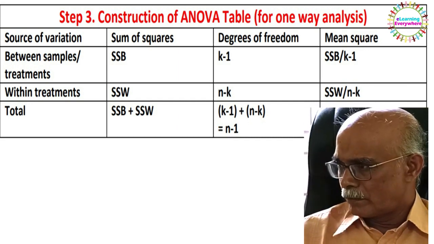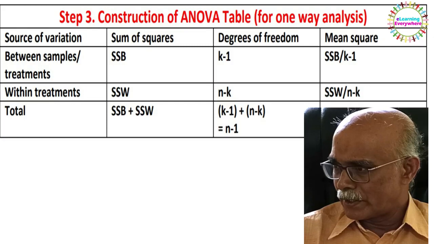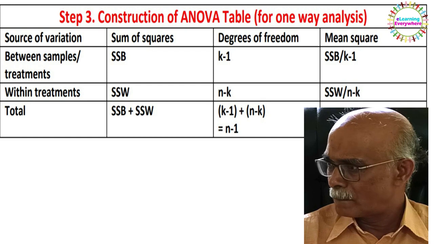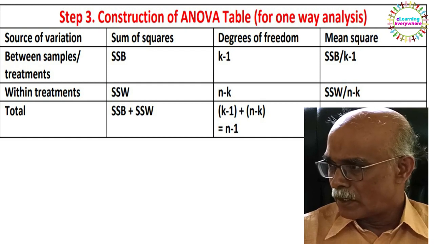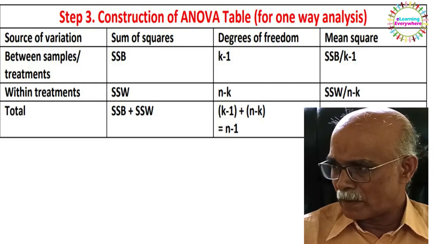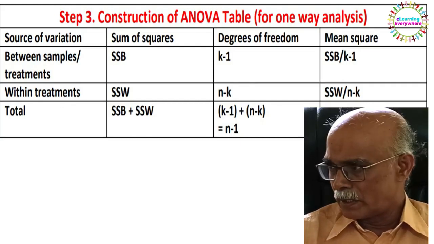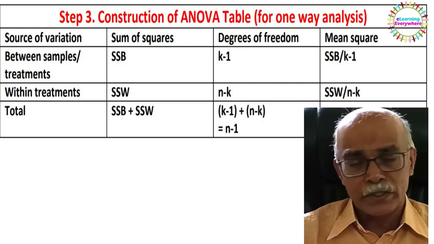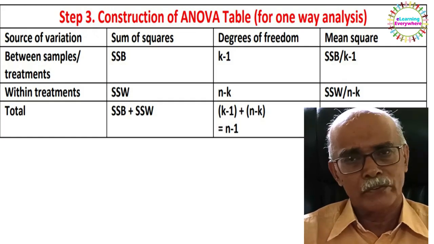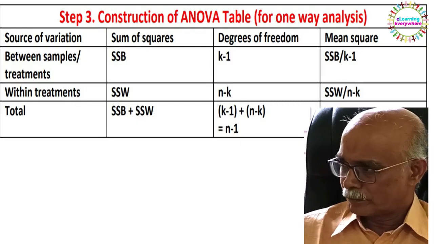And the mean square is calculated by dividing the concerned sum of square value by the degree of freedom, and there are two such values then: the mean square between samples or treatments and the mean square within samples or treatments. And as you know, mean square variation is variance. So they give you the between treatment variance and within treatment variance.